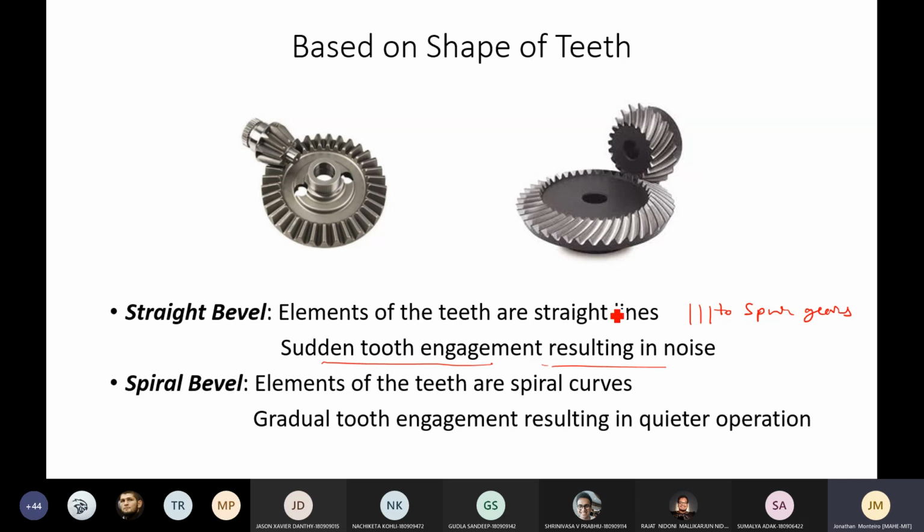Whereas in spiral bevel gear, element teeth are spiral as discussed previously. As you can clearly see from the picture, they are not straight to the radius. They form a curved path. Every tooth forms a curved path along the helix. Then gradual tooth engagement, resulting in quieter operation. But obviously you can understand what the disadvantage of spiral bevel is. Since it is gradual tooth engagement, there is larger friction when compared to the straight bevel.